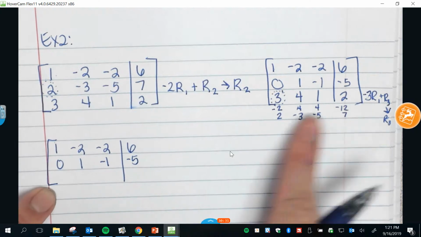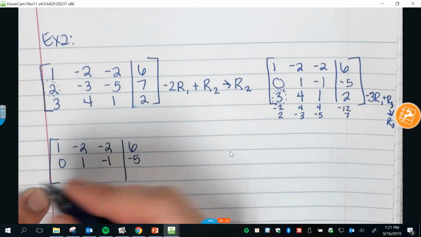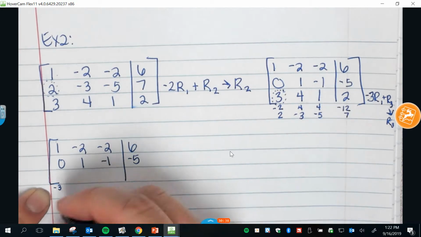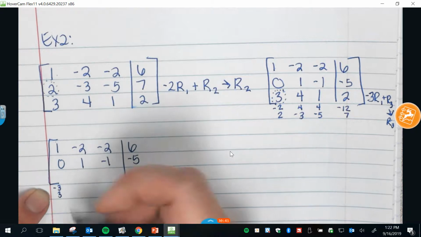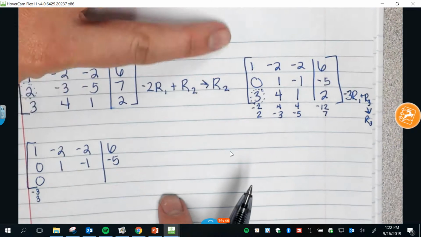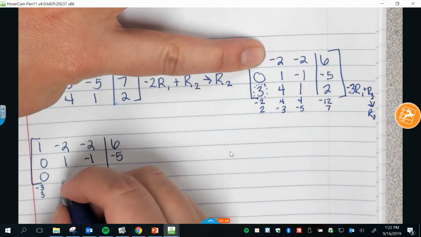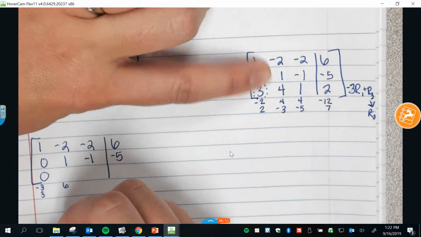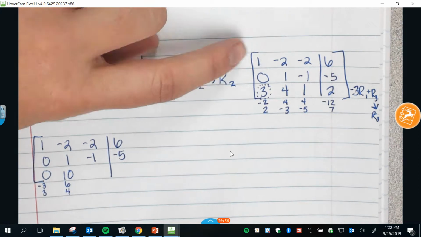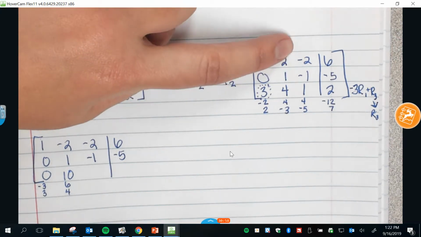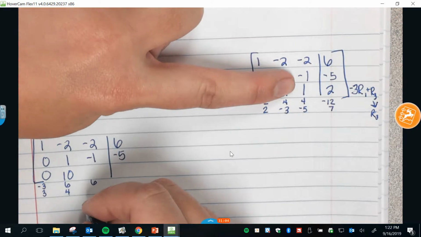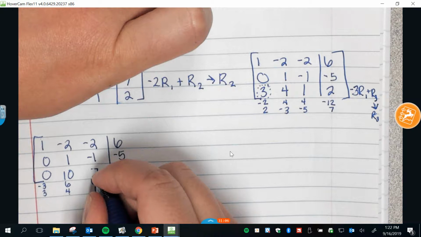Negative 3 times row 1. So negative 3 times 1 is negative 3 plus row 3, which is 3. Add that together, we get 0. Negative 3 times negative 2 is 6 plus 4 is 10. Negative 3 times row 1 is another positive 6 plus row 3, which is 1, which is 7.